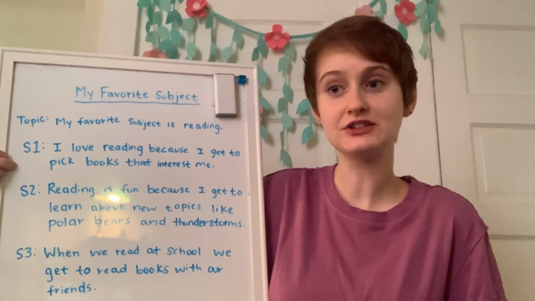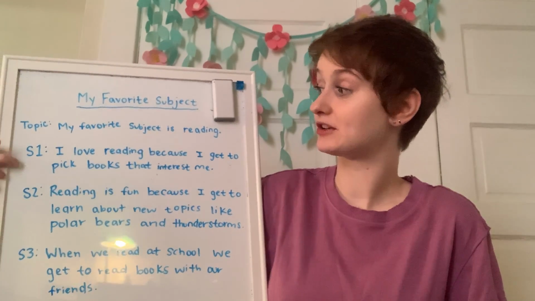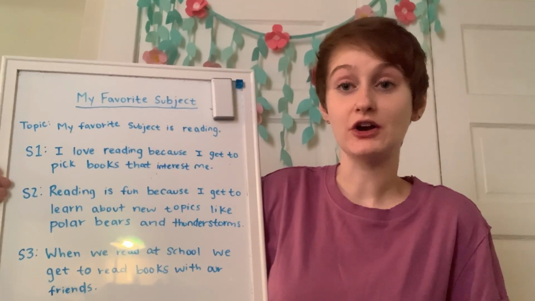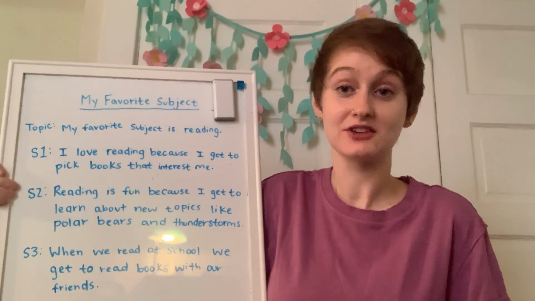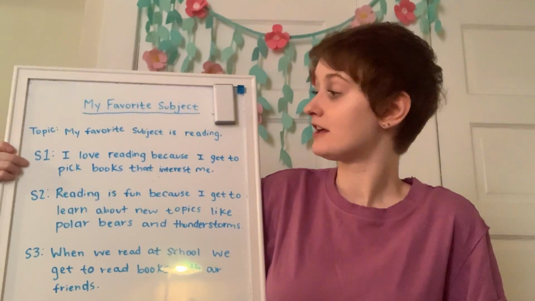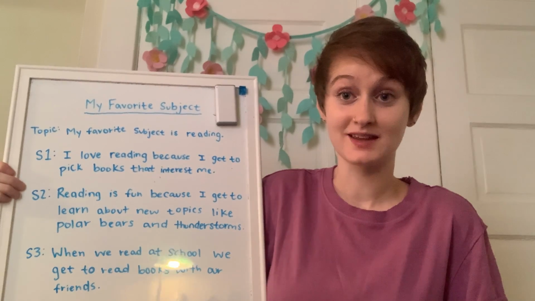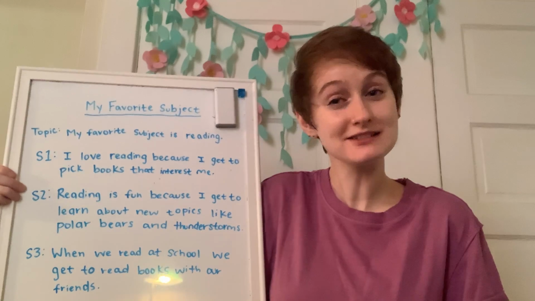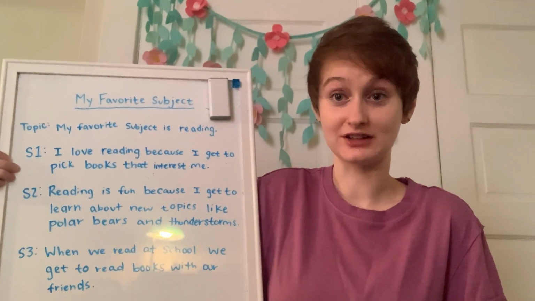For my supporting sentences, I wrote S1, S2, and S3. So supporting sentence 1, supporting sentence 2, and supporting sentence 3. When I was thinking about why it is that I love reading, why that's my favorite subject, I wanted to write that I love reading because I get to pick books that interest me. That was one of the first things that came to my mind when I was thinking, why is it that I love reading? So I wrote that as my first supporting sentence.